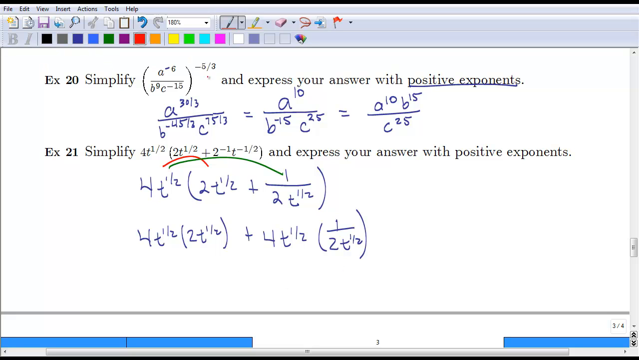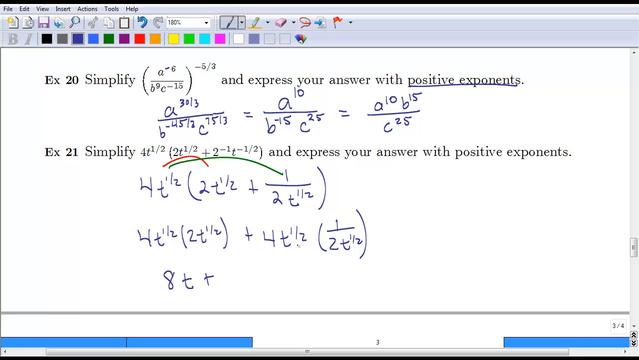And now if you pay attention to how these simplify, 4 times 2 is 8. t to the 1/2 times t to the 1/2, what does that give you? Well, you would add those exponents because we're multiplying, so that means we add the exponents. 1/2 plus 1/2 is 1.